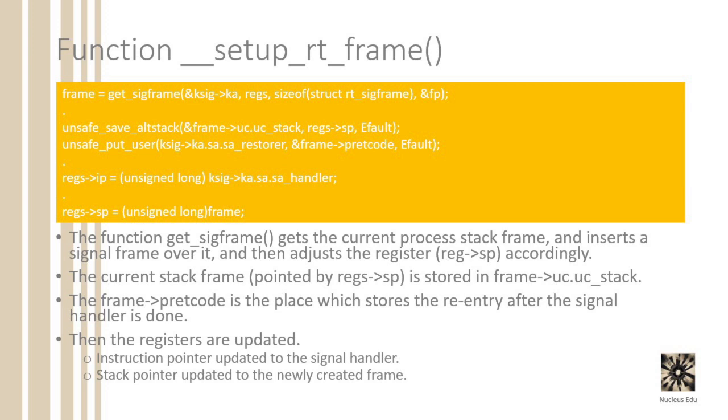Right after this returns, the process execution will start with the new instruction pointer, which is the signal handler, as we see. The code and data needed for that are already present in the new sig frame that was created, and the stack pointer is already pointing to that newly created frame. So everything is set up, and after this, the signal handler will start executing.